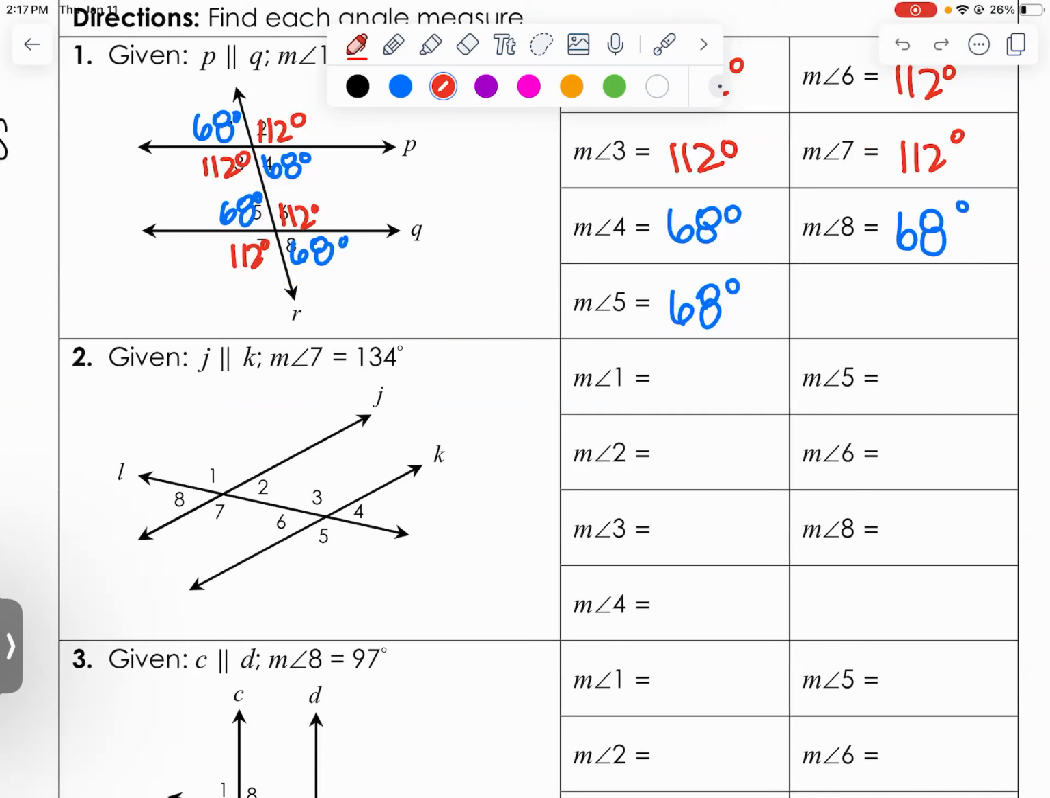You and your partner work together on getting number 2. Ready, set, go.